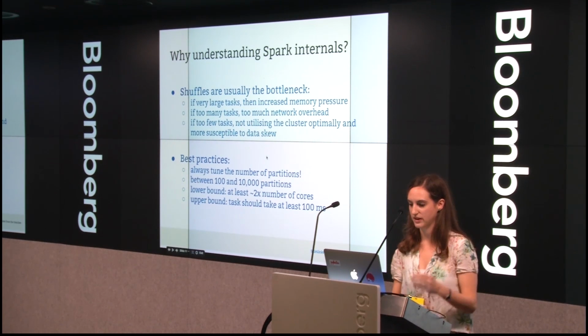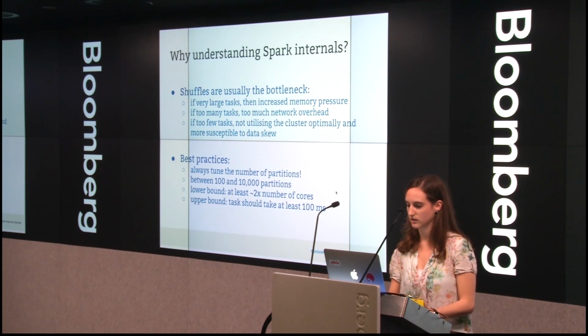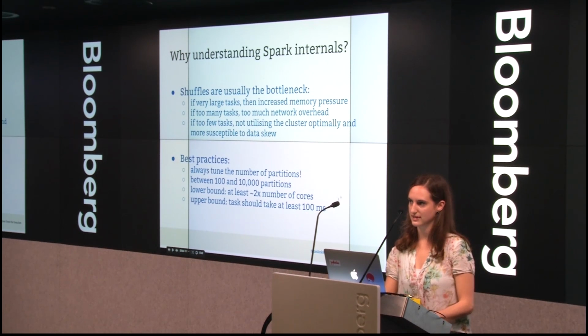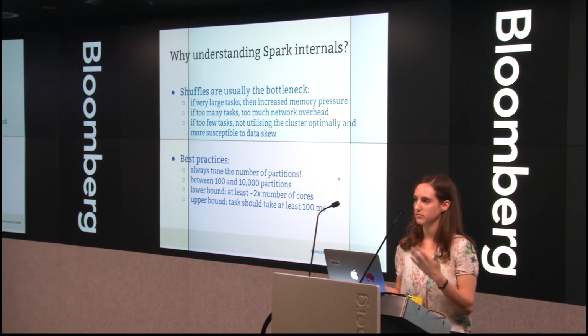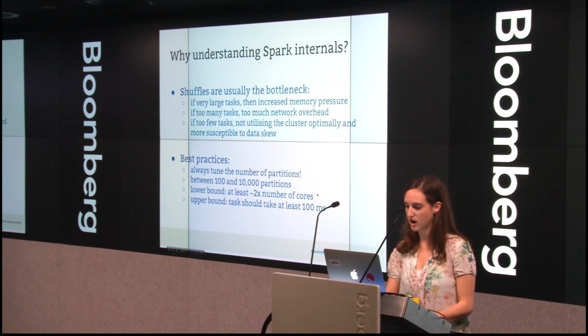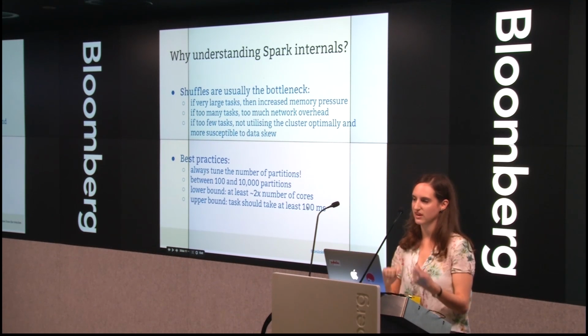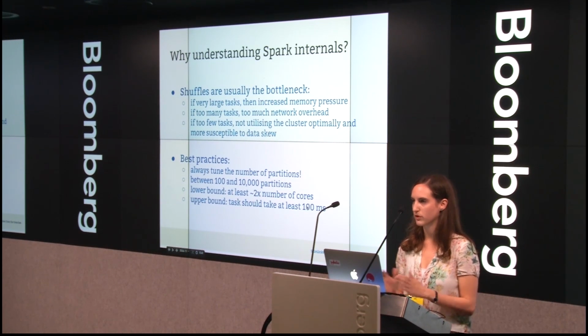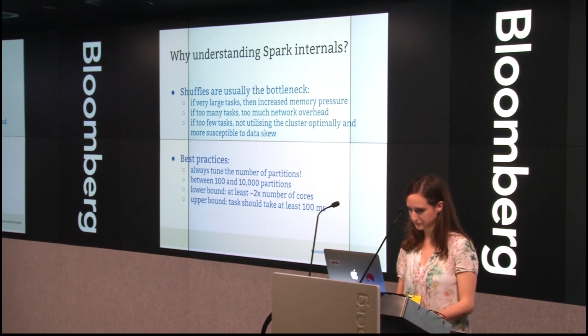So in the talk from the Spark founder, these are some of the guidelines that he mentions. You usually want between 100 and 10,000 partitions. You want it to be at least twice the number of cores to make sure that your cluster is fully utilized. And you want a task to take at least 100 milliseconds, because there's a trade-off between network overhead and how big your partition is, right? If it takes less than 100 milliseconds, you're probably having to send too many files around that are too small, so you can probably increase the size of the partition. Okay.